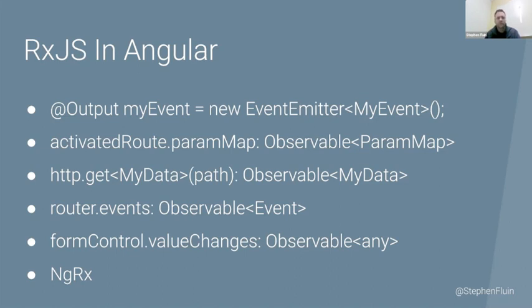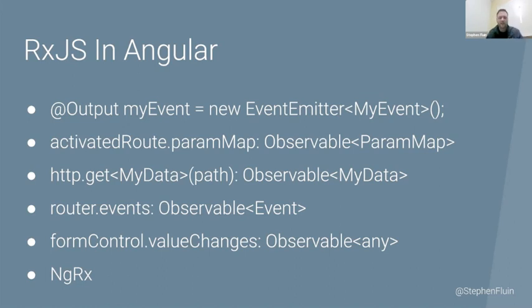We do this in HTTP, and I'll explain a few of the reasons why HTTP is an observable instead of a promise a little bit later. We use it in our router if you want to listen to the events, so navigation end, navigation start, all those sorts of things. If you're doing reactive forms development, you can listen to value changes as an observable.